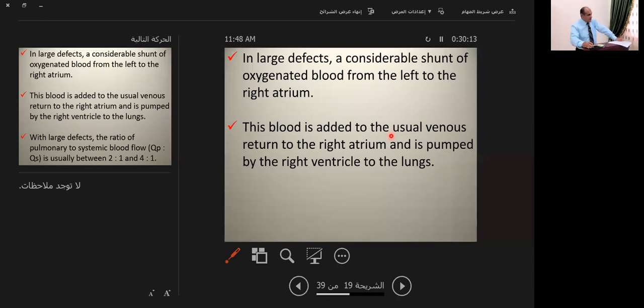هاي حكيتها انا قلت إذا large defect considerable chunk of the oxygenated blood from the left to the right atrium will occur, and this blood will be added to the usual venous return to the right atrium and is pumped by the right ventricle to the lung again, so it will be increased pulmonary vascular resistance.